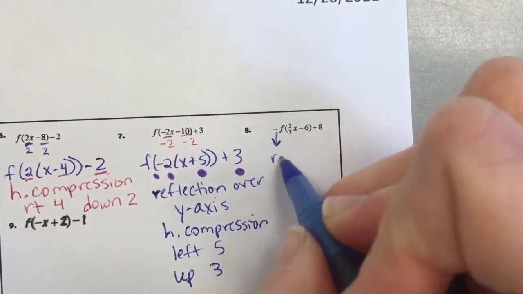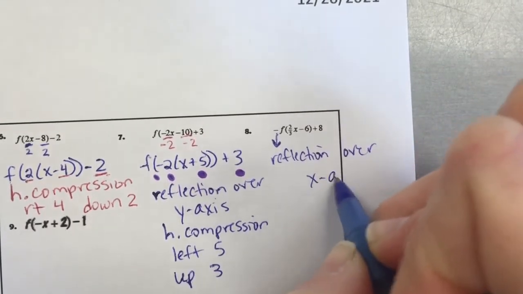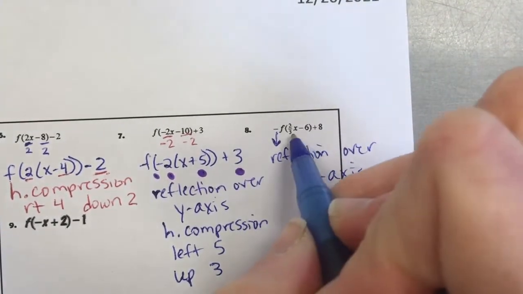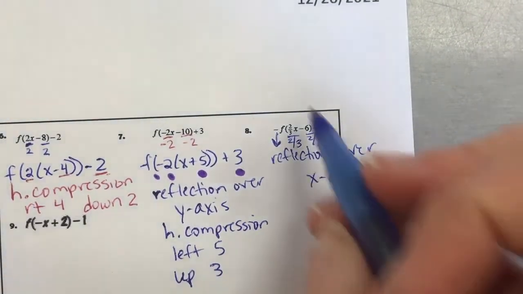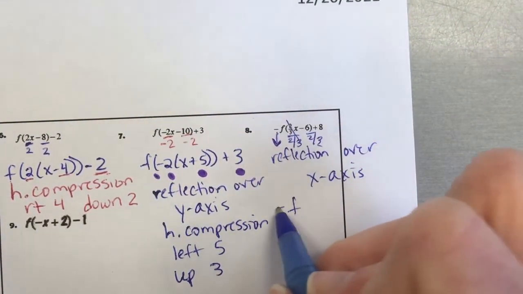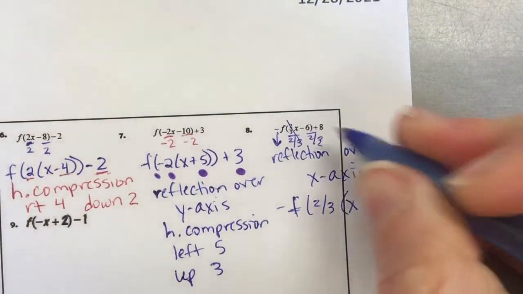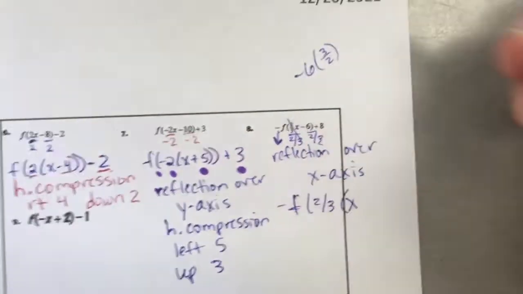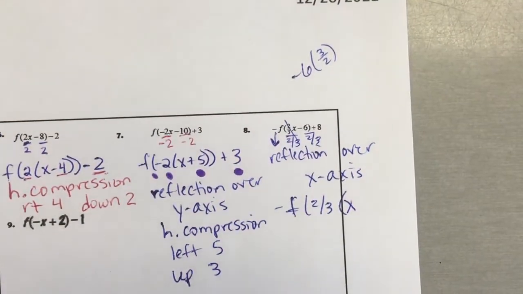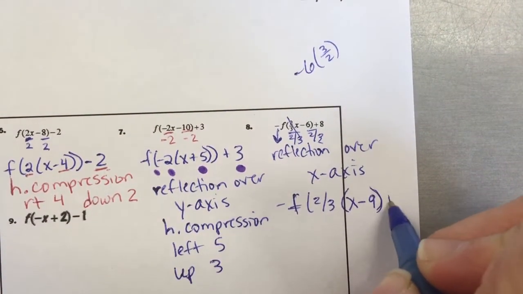Here, this negative, since it's in the very, very front, it's a reflection over the x-axis. You do have to factor out the number with the x. You are going to divide those both by 2/3. So that leaves me with 2/3 parentheses x. Negative 6 divided by 2/3, you multiply by the reciprocal. So that gives you negative 18 divided by 2, which is negative 9, and then plus 8.